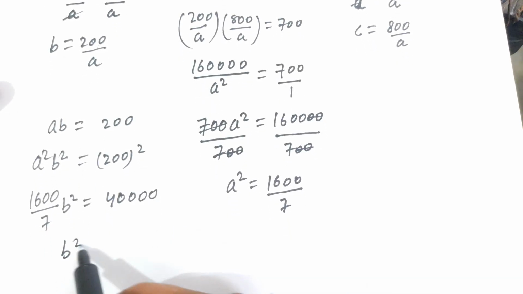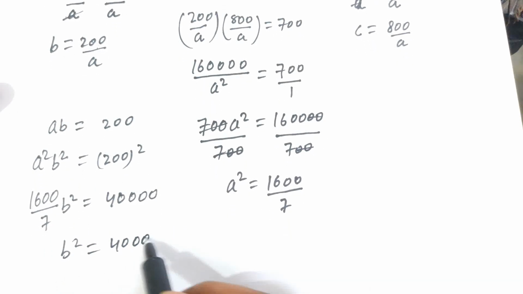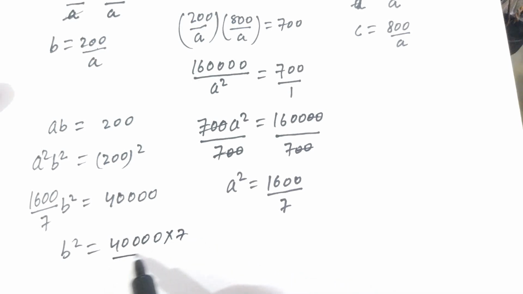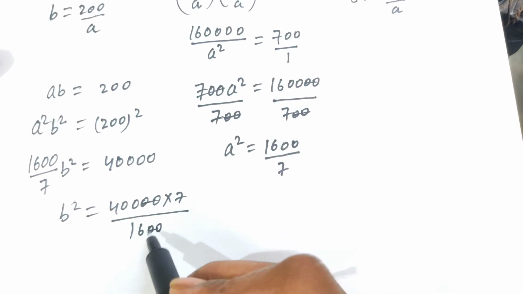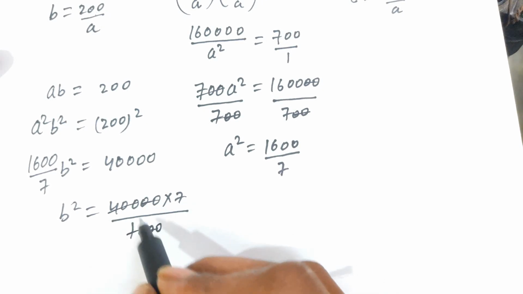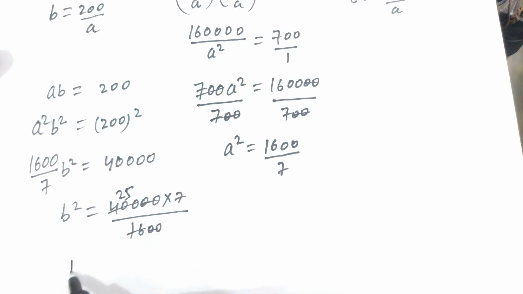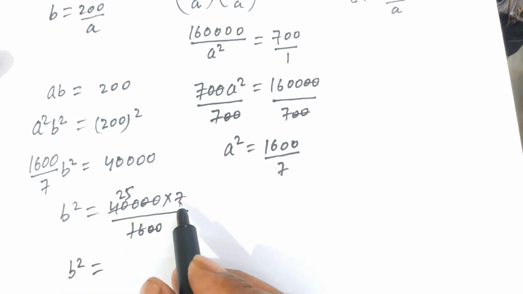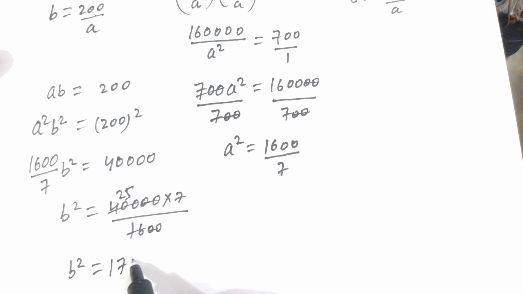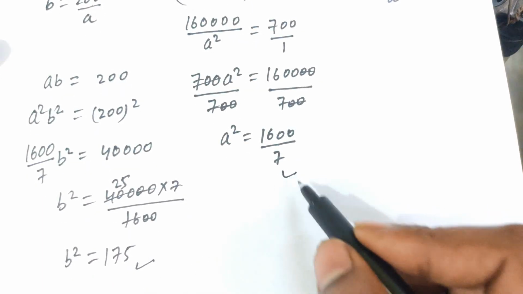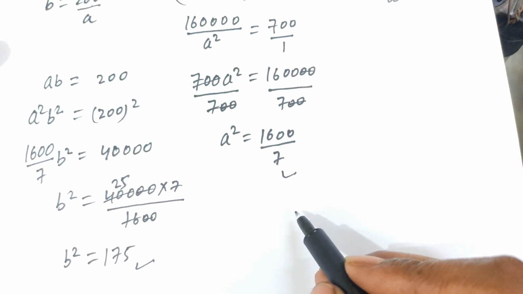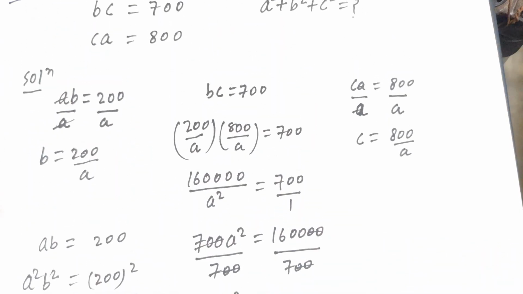Then the value of b square is 40000 multiplied by 7 and divided by 1600. Then this 20 and this 20 cancel out, and this 400 is divided by 16, then we get 25, and b square is equal to 25 times 7, that is 175.